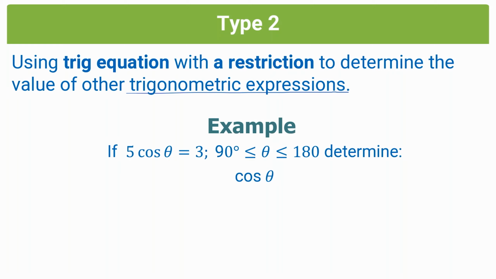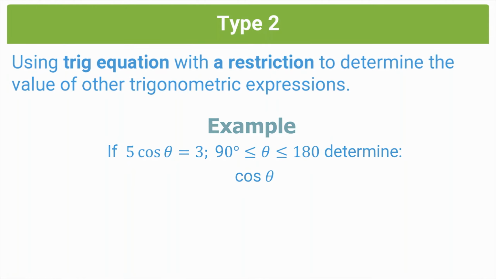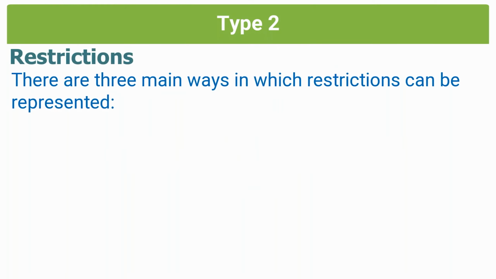So what exactly would a type 2 question look like? Well, here's an example. We're given 5 cos theta equals 3, which is our trig equation, and we are given a restriction. We are told that theta is between 90 degrees and 180 degrees. So we are given a trig equation and a restriction, and here we are asked to find the value of another trig expression. So this is the type of question you'd get in an exam. So just a word about restrictions.